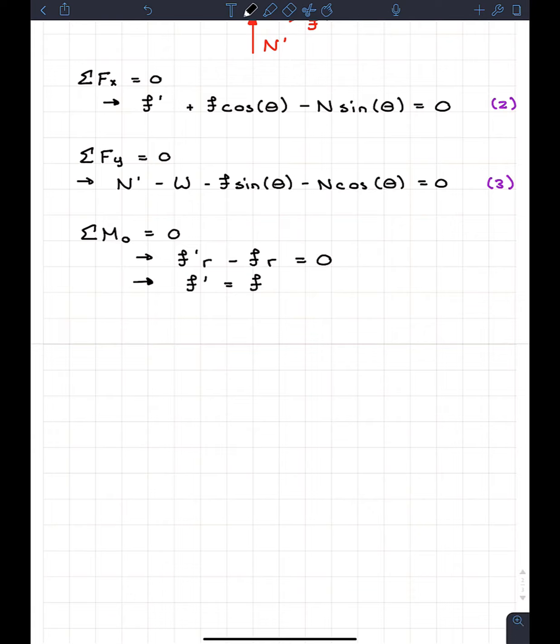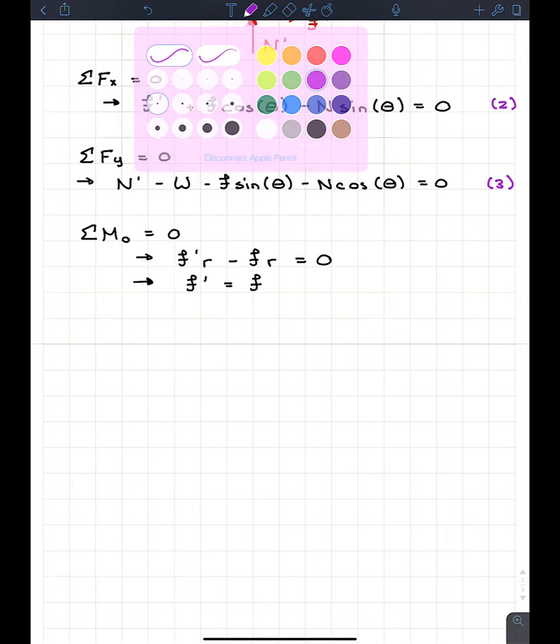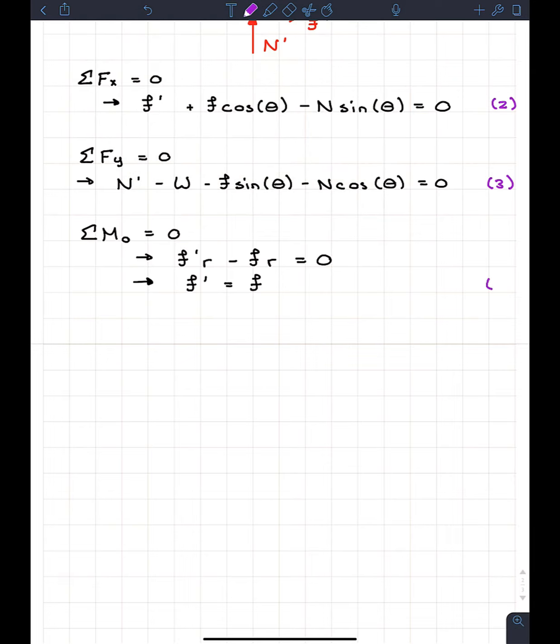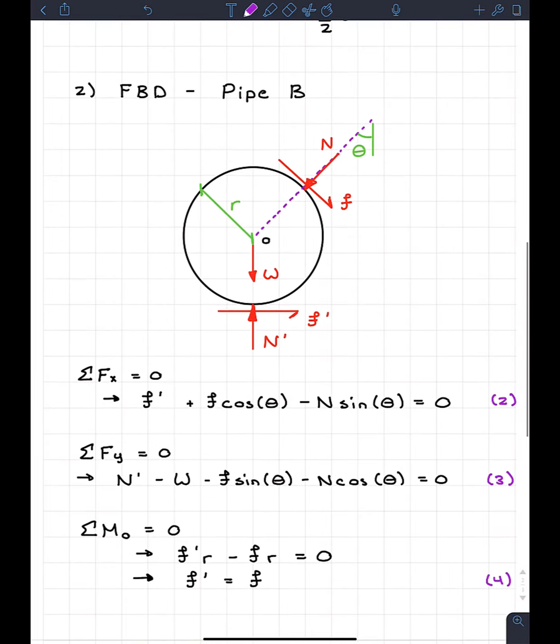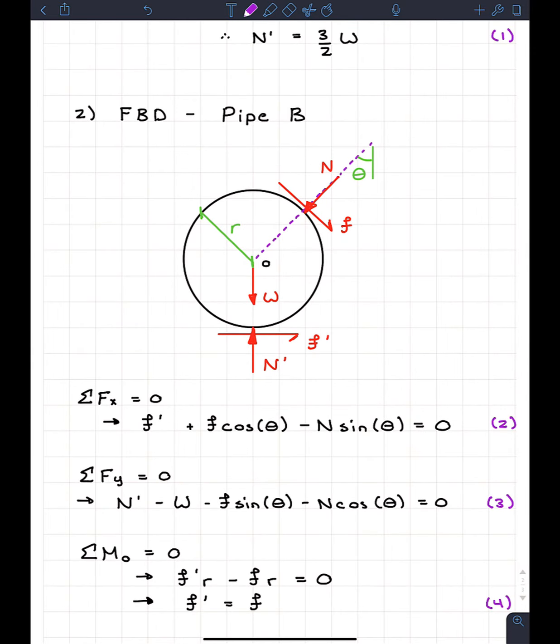And this is very, very common for wheels that have 2 points of contact. Our F prime, or basically the friction at one point, is going to be equal to the friction at the other point. And now I'm going to call this equation 4. Well, it's kind of an equation, but it's more just kind of a nice fact. F prime is equal to F. So at this point, what we basically have is 4 equations, and we can just try and start manipulating them to hopefully make something work.